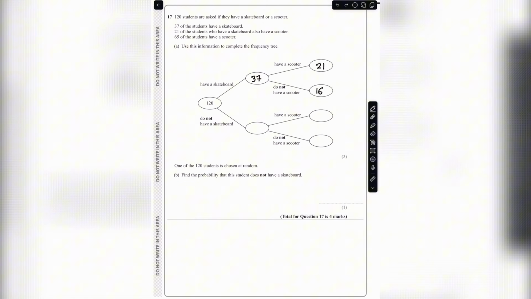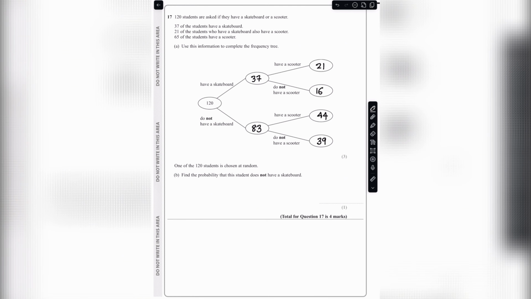Now if we look at the second half of our frequency tree, we can subtract 37 from 120 to determine the number of students that do not have a skateboard. So 120 minus 37 is 83 if you put that in your calculator. And we also know that 65 of the students have a scooter. So we can subtract 21 from 65, and that gives us an answer of 44. So we know that there are going to be 44 students who do not have a skateboard and have a scooter. And finally, to determine the number of students that do not have a skateboard and do not have a scooter, we can subtract 44 from 83, and that gives us a final answer of 39. And that is the frequency tree.